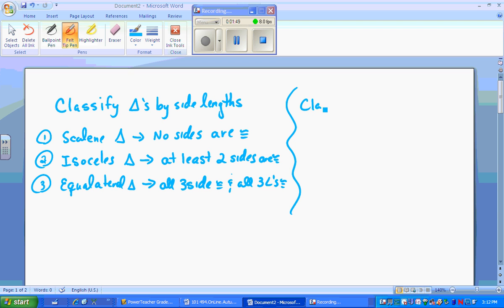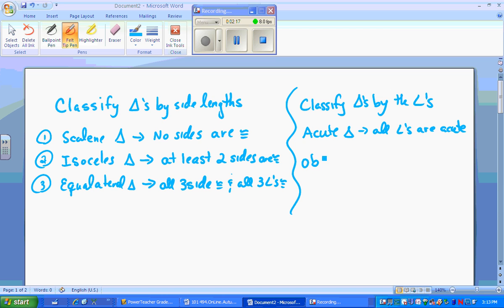Next, we're going to classify triangles by their angle measures. The first one is acute triangle, and that means all angles are acute. The obtuse triangle is next, which says one angle is obtuse.